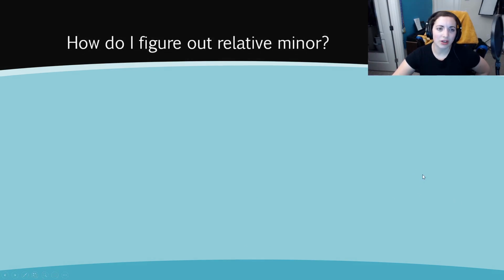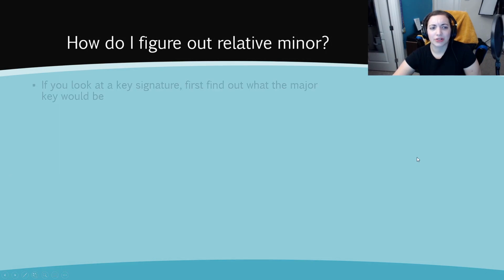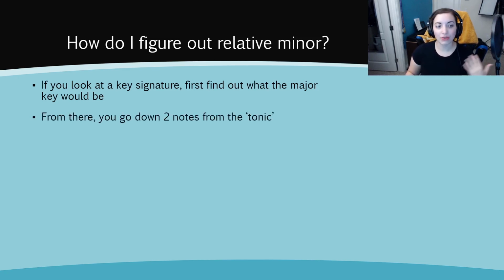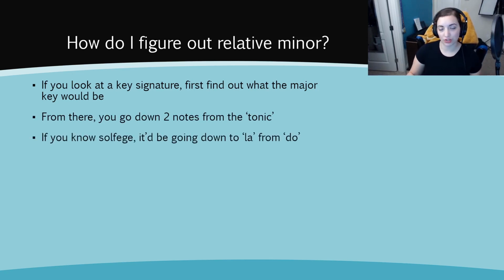So you're thinking, okay, how exactly do I figure out the relative minor, right? If you look at a key signature, first I would find out what the major key would be, because I feel like that's the easiest to figure out. That's what most of us learn, how to find the major key. Then from there, you can go down 2 notes from the tonic. If you know solfege, do, re, mi, that would be going from do down to la. So it'd be do, ti, la. That la, whatever pitch that is, is going to be your minor key note.